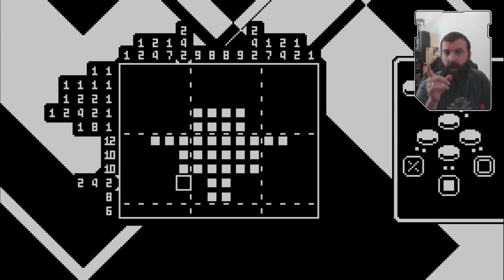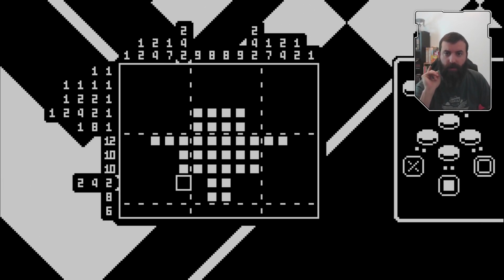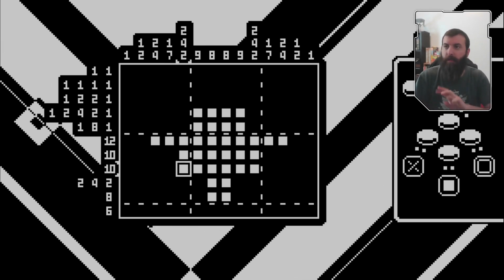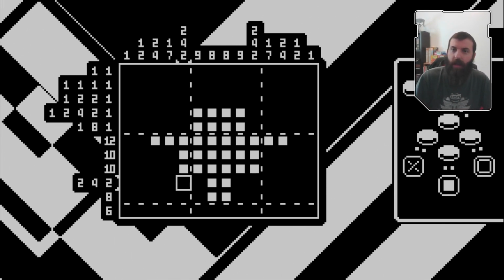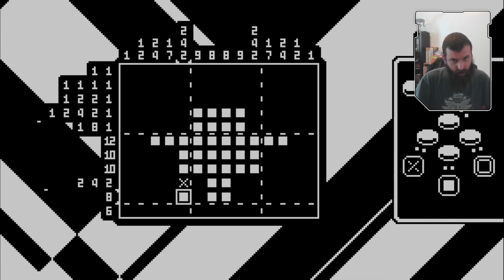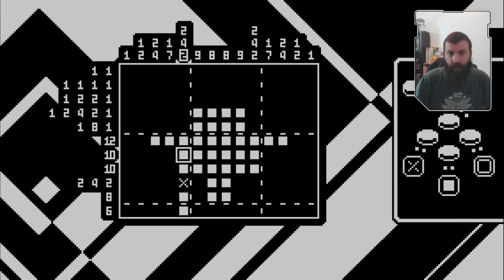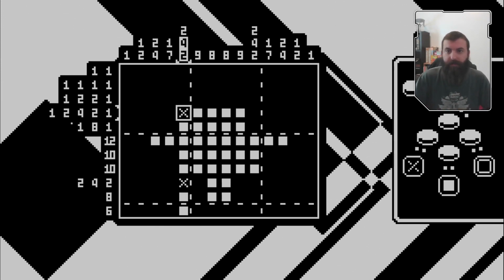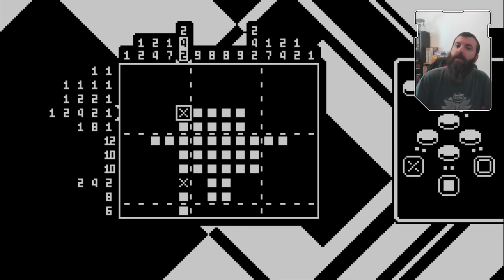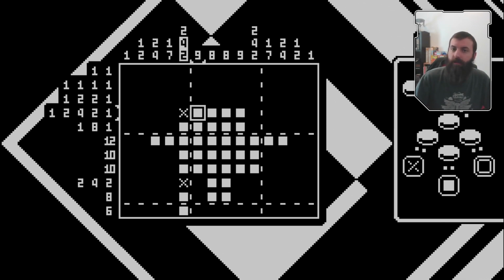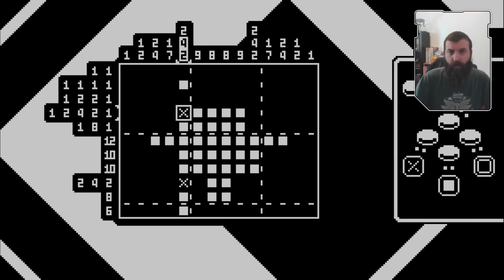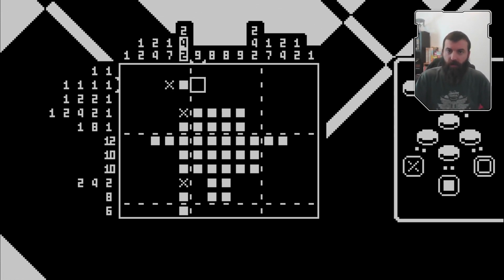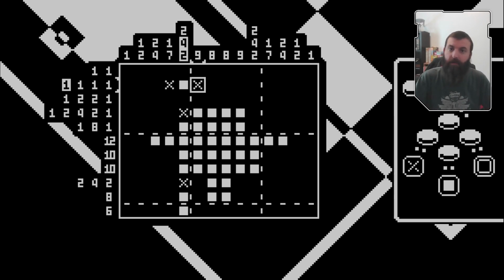Okay, so looking at this vertical 2, 4, 2, we know that these 3 have to be part of the 4. And so in order to have a 2 after that, we know that we have to put that there, which now gives us our 4. Also, we know that the 2 has to be there, which, looking at the horizontal, we know that that has to be blocked off.